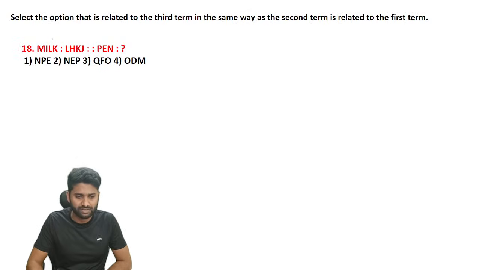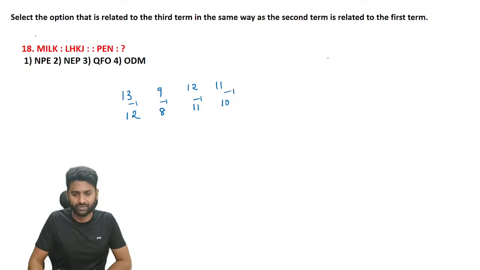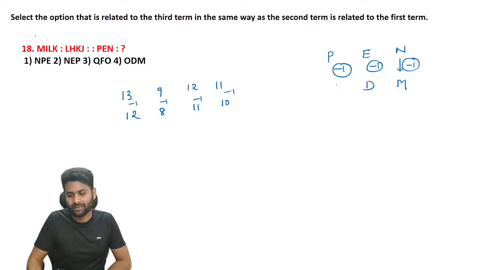Next, this is all about analogy. Apply the same logic here. It's all about similarity. M you already know, the 13th letter, then the 9th letter, 12th letter, 11th letter. L is 12, H is 8, K is 11, J is 10. If you observe here, every time they are subtracting one unit. For P, E, N: N minus 1 is the 13th letter, which is M. Again, E minus 1 is D. Again, P minus 1 is O. So the correct answer is O, D, M.